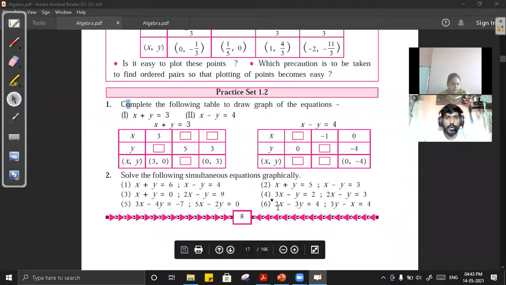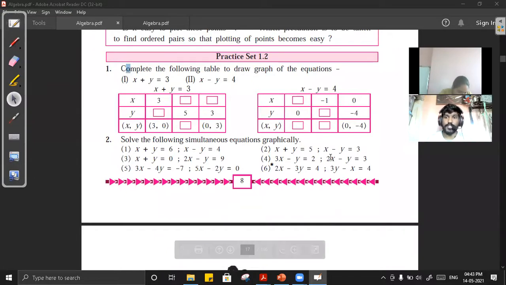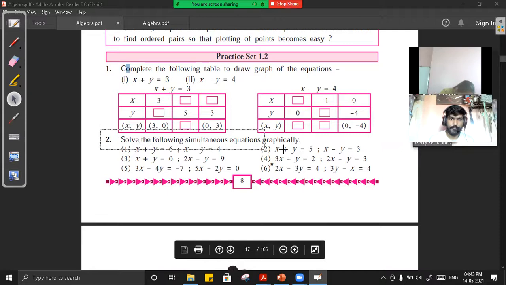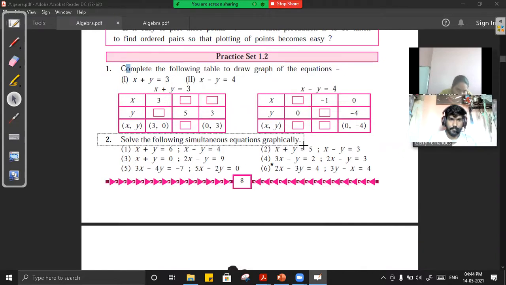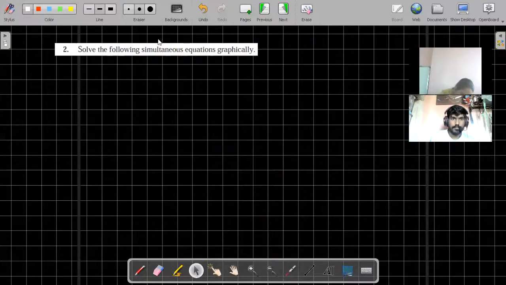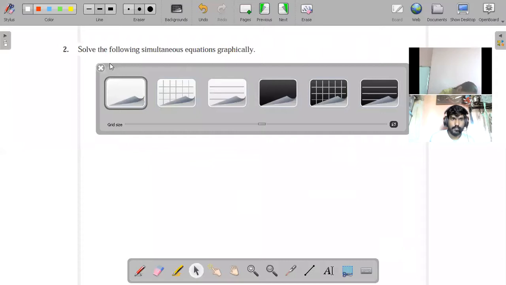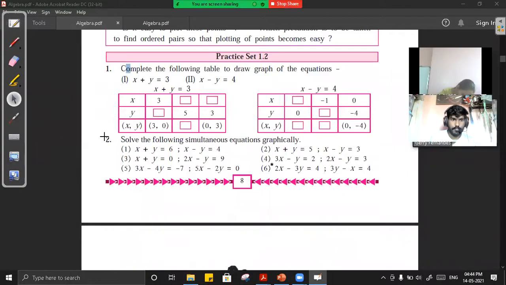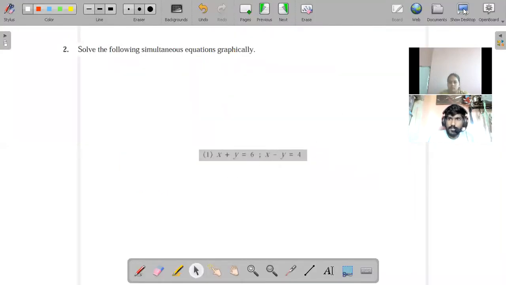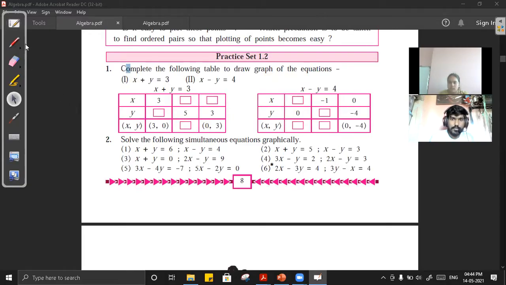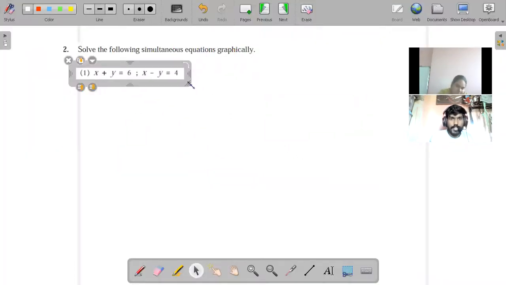So we will do the second part that says solve the following simultaneous equations graphically. First one is done. Okay, this is the same one. No, it's x plus y is equal to 6 and x minus y is equal to 4. So they are two different ones. Okay, sir. First, you do the table first.